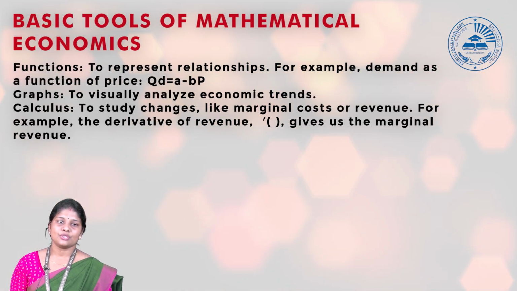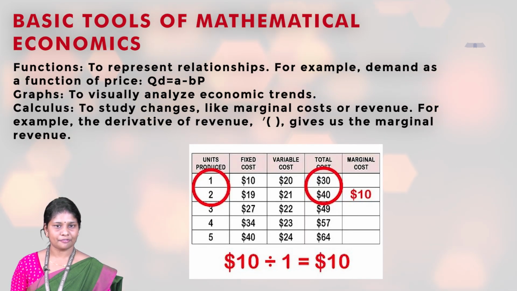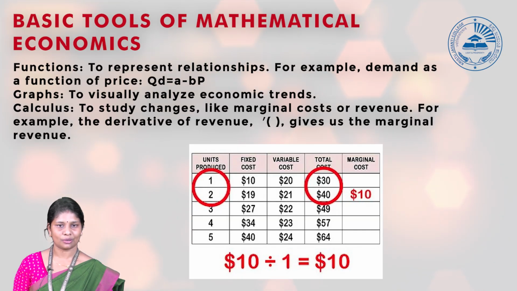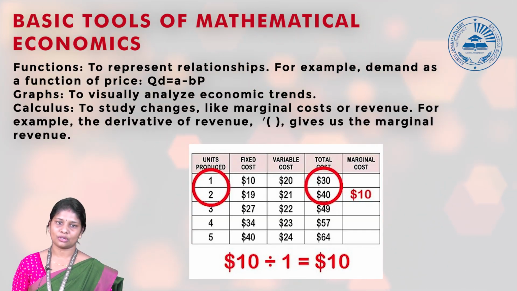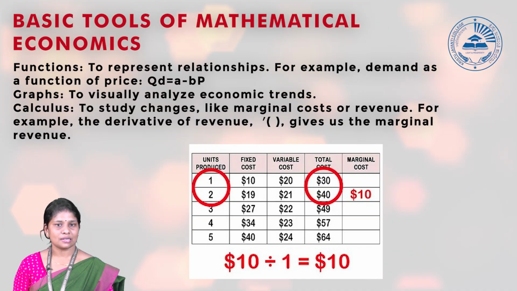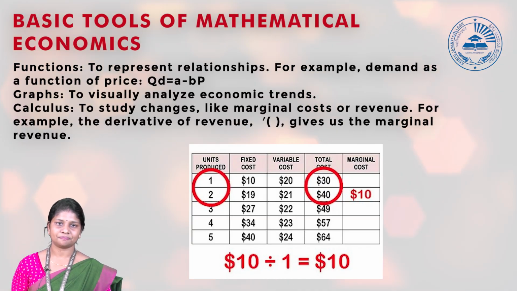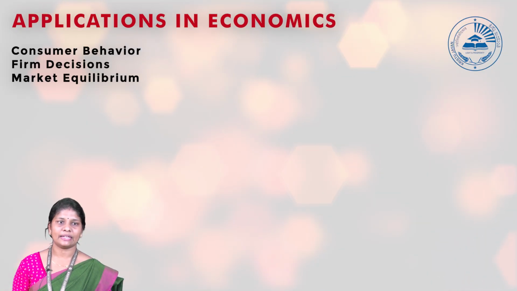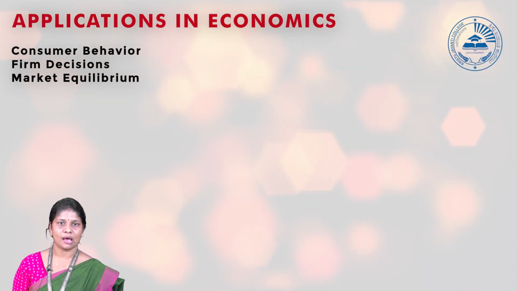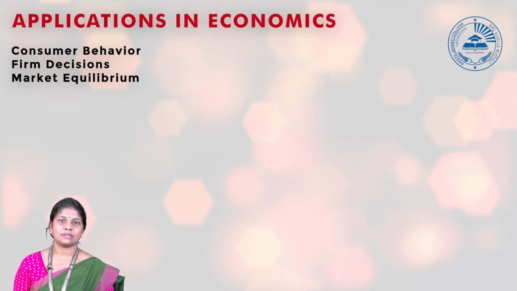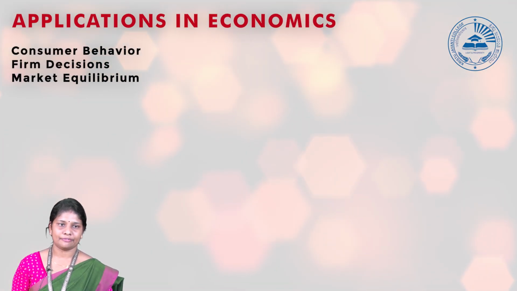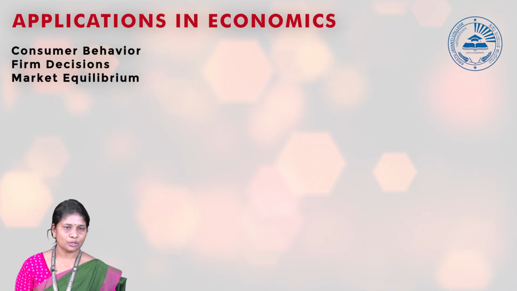For example, the first derivative of revenue gives us the marginal revenue. Marginal revenue means the addition to the total revenue, and if we have the total revenue in hand and want to find the marginal revenue, we have to differentiate it once. And in all sorts of economic spheres like consumer behavior, producer behavior, market equilibrium, we use mathematical economics in real life. And let's solve a quick example.